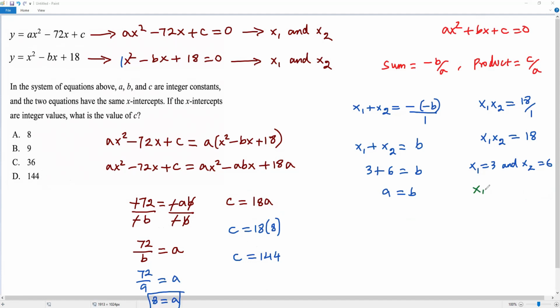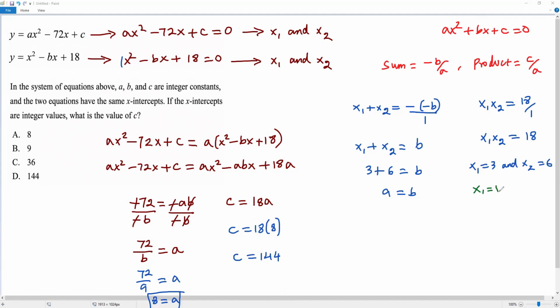Okay, now let's take only positive values for x1 and x2. Let me take x1 equals 2. In that case, x2 equals 9. So 2 times 9 is 18. When I take x1 equals 2 and x2 equals 9, I am getting b equals 11. When I take b equals 11 over here, I am getting 72 over 11 equals a. But this is not an integer. Because the information says a is an integer value, when I take x1 equals 2 and x2 equals 9, I am not getting an integer value for a. We can reject this pair of values for x1 and x2.